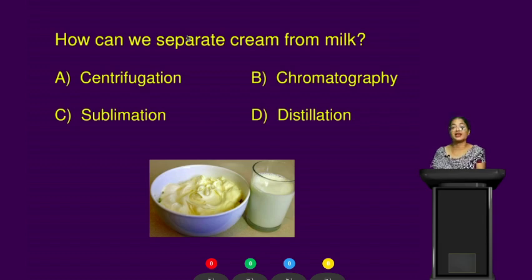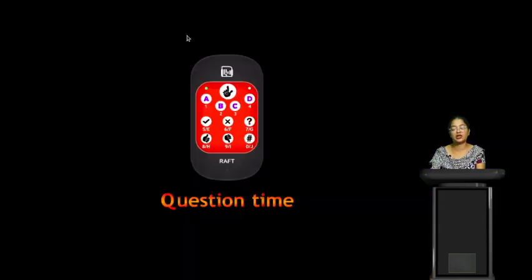Yes, centrifugation is the answer. How do we separate cream from milk? By the centrifugation method. We just learnt about this, right? Yes, very good. I hope you all have answered this.